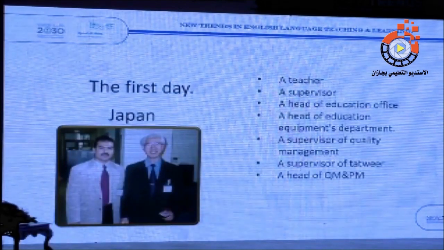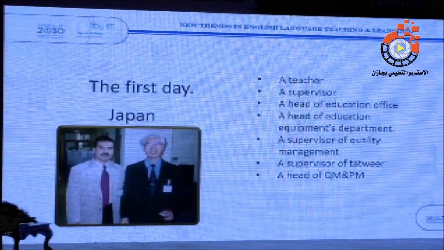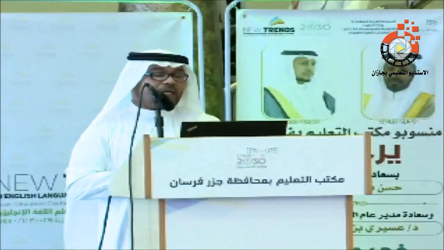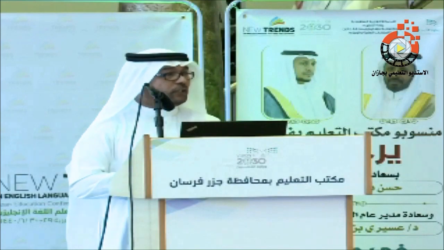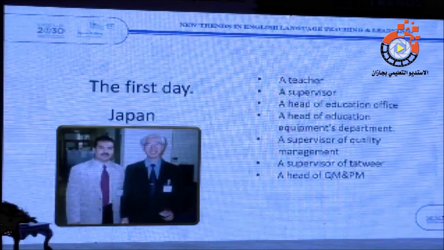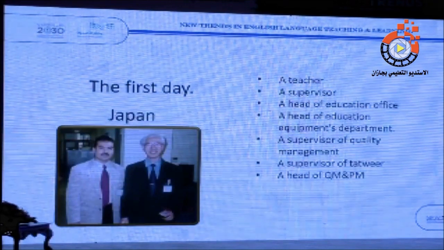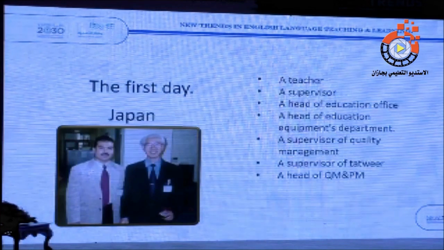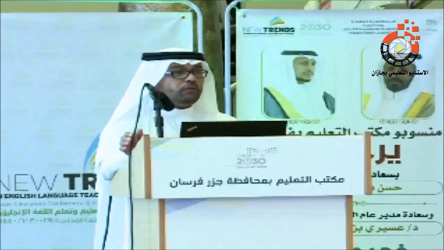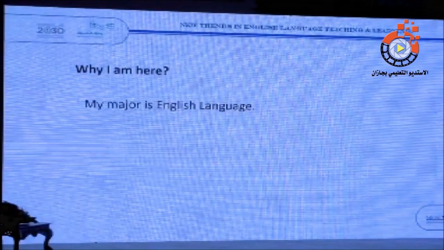I worked as a supervisor, then a head of education office in Jazan, in the center of Jazan. Then I worked as a head of equipment department. Then I worked as a supervisor of Tatweer, King Abdullah bin Abdul Aziz's program for developing schools. And I am now a head of quality management and performance measurement.